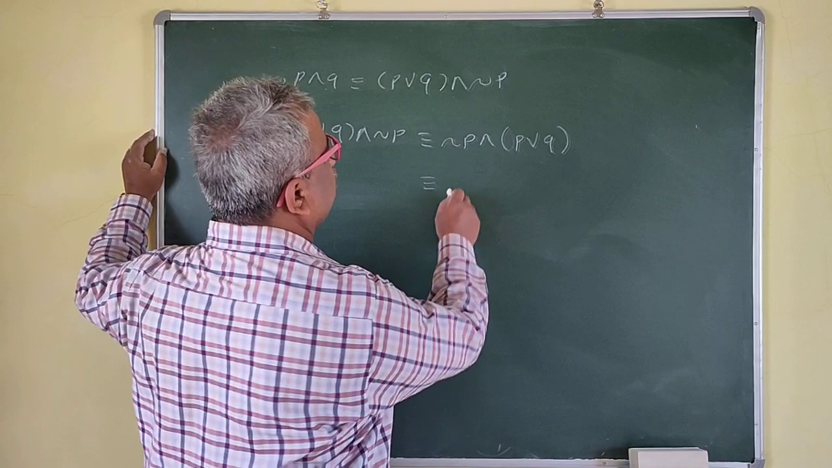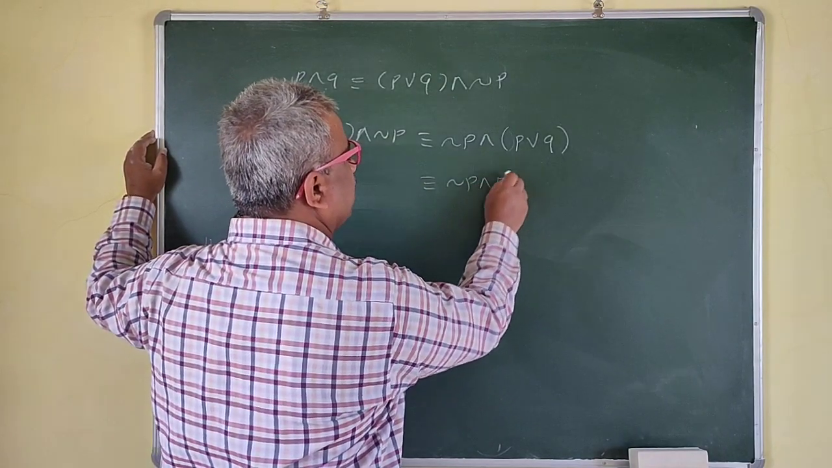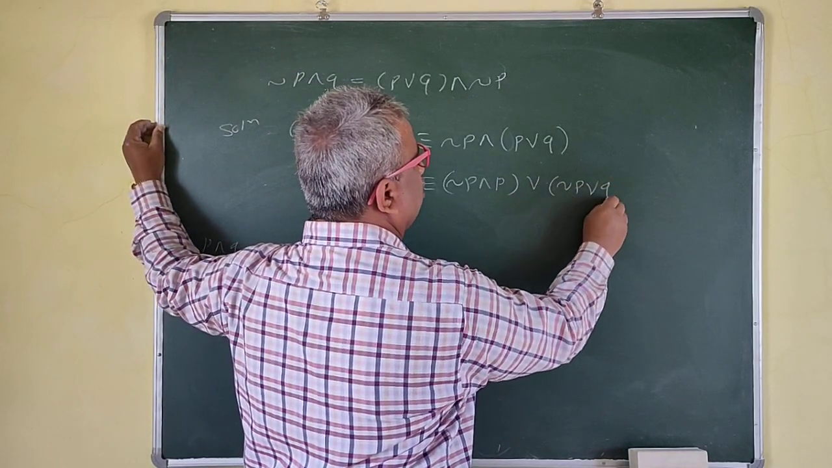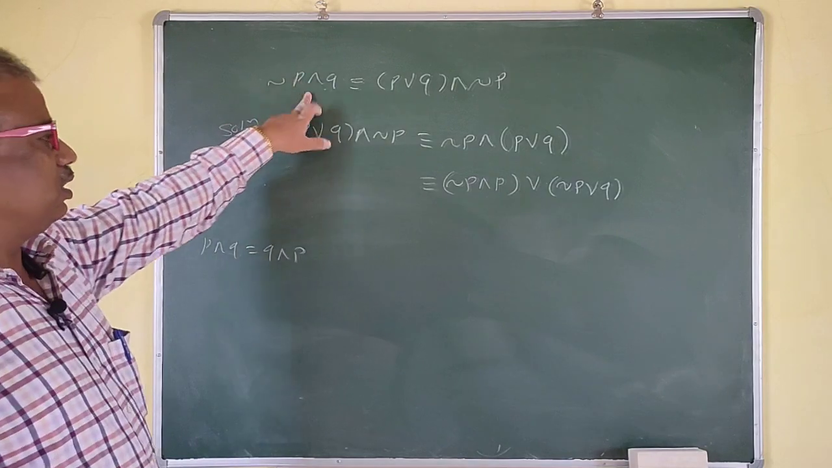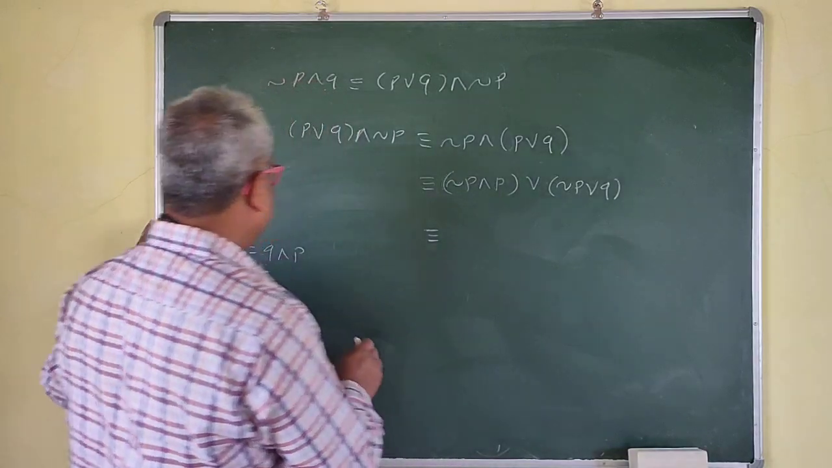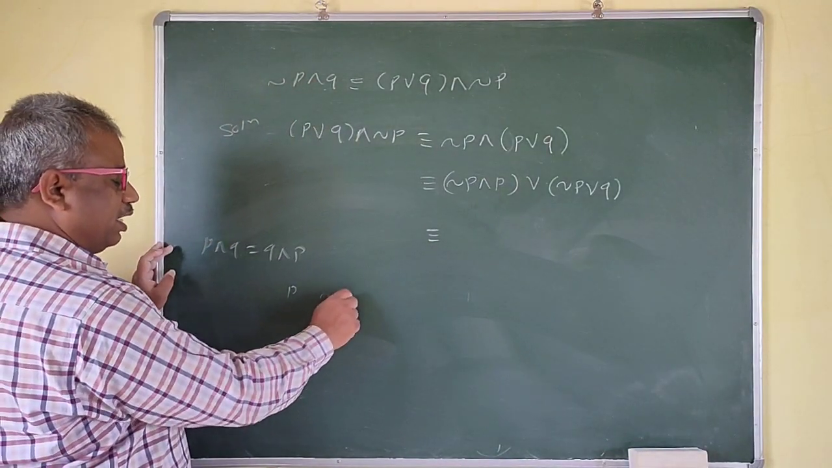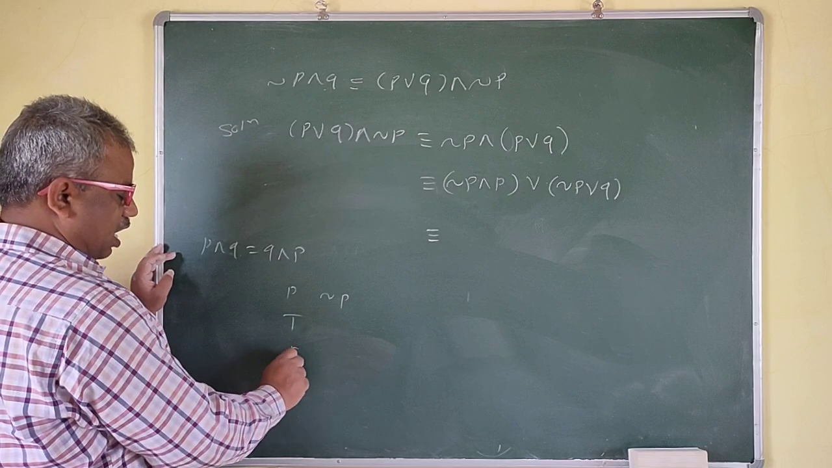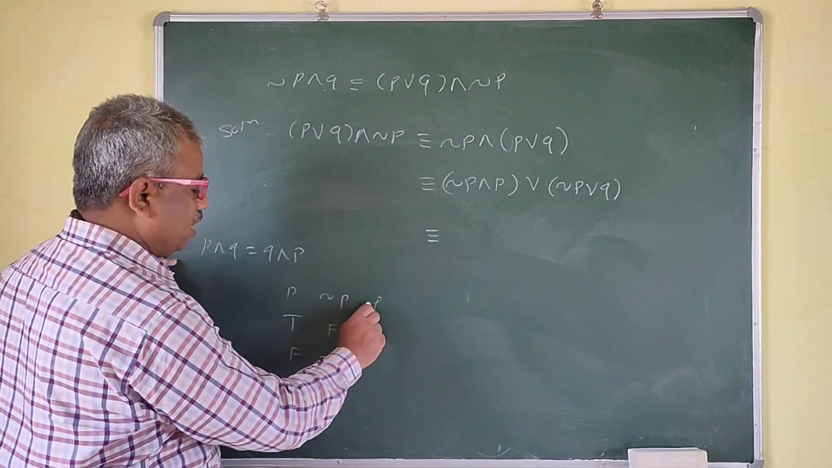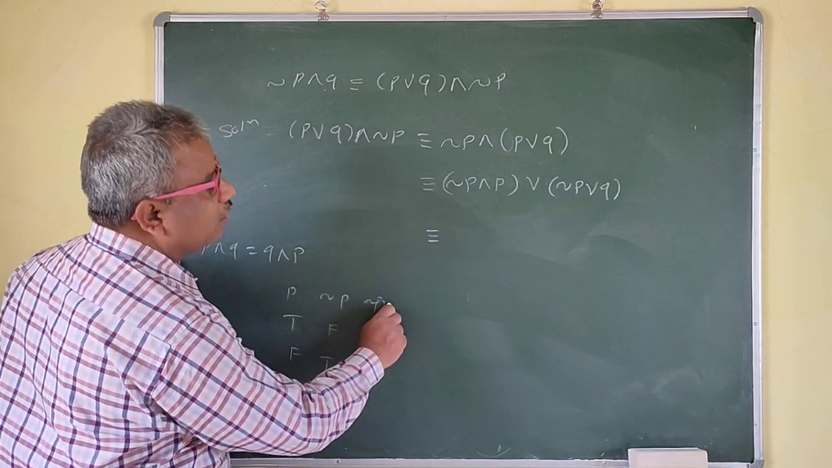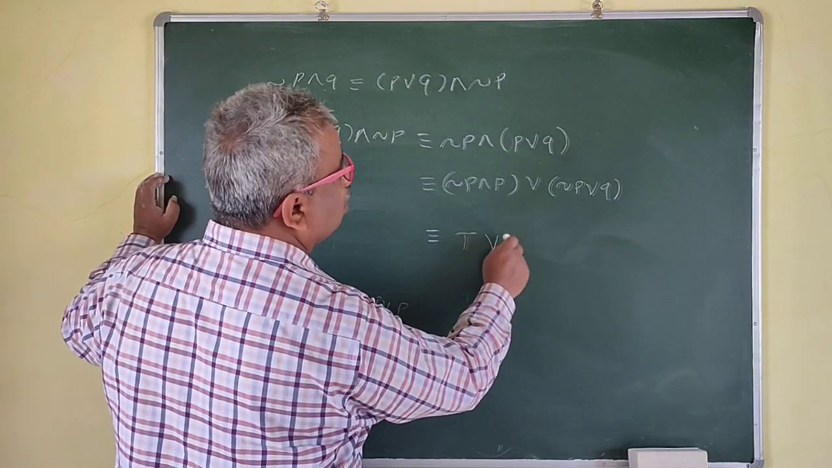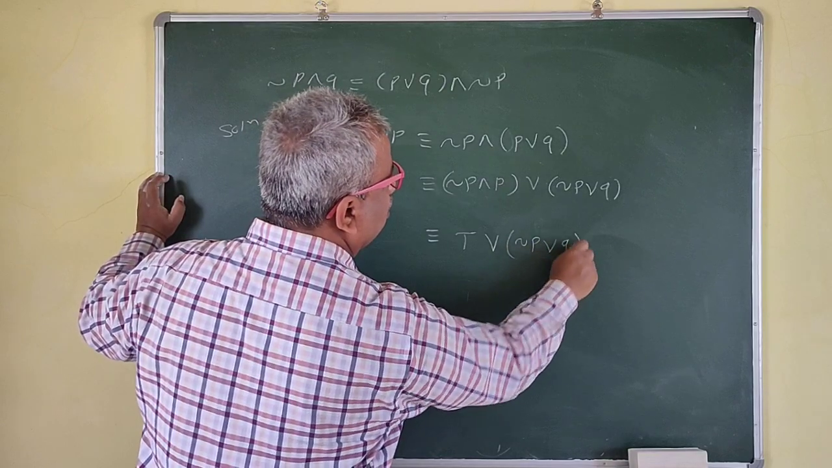So now we will apply the distributive law. This is logically equivalent to negation of P and P, or negation P or Q. That means you don't want this one. Right? Now see P and P. If you don't remember, P and negation P now. Right? This is T, F. This is F, T now. So this is what you want, negation P or P now. This T or T is T. So this is same as T or negation P or Q now.